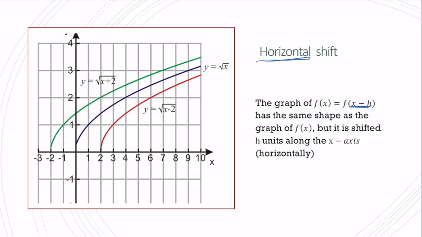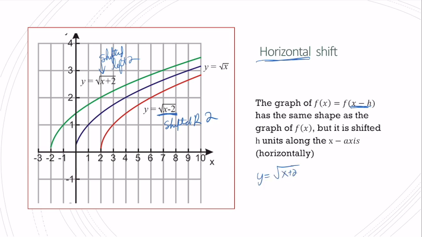So for example, if I wanted the square root of x minus 2, this graph has been shifted right 2. Even though we're subtracting, it's shifted right 2. If I've got the square root of x plus 2, that's going to be shifted left 2.